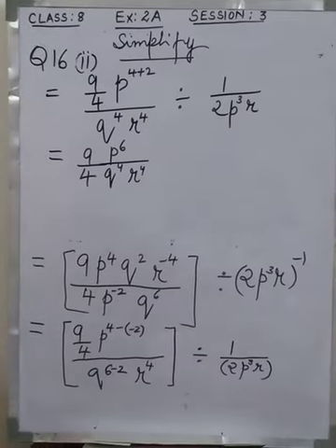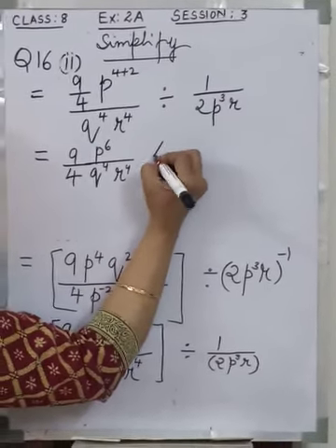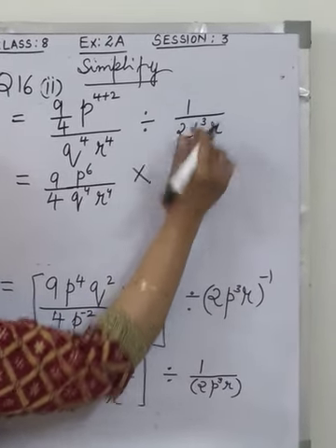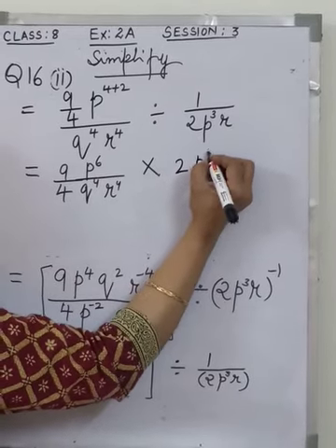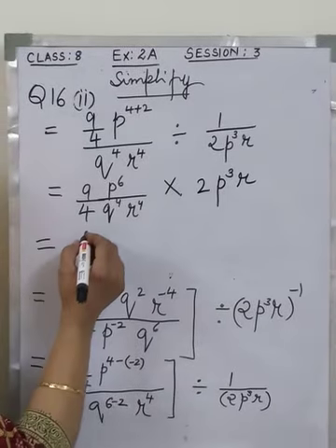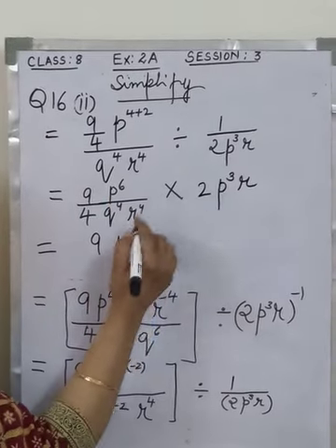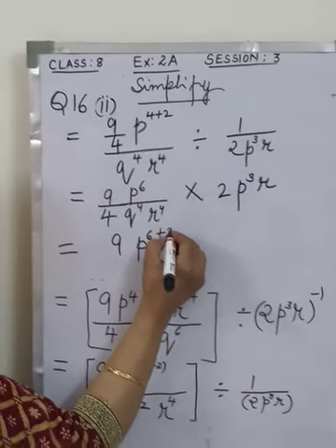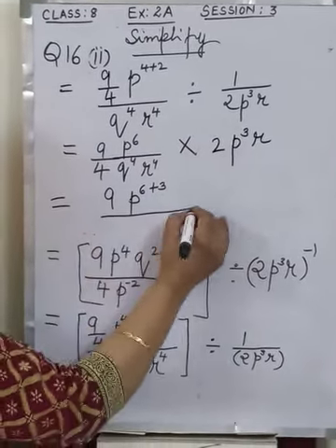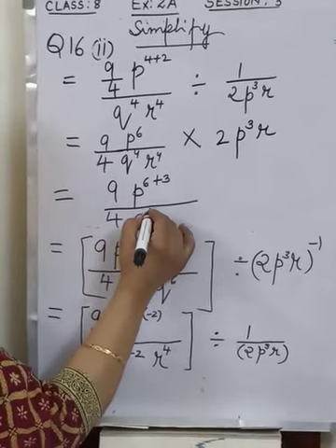This is a division of two fractions. Whenever we are dividing two fractions, the division sign converts to multiplication and we write the reciprocal of the second. So the reciprocal of this will become 2. Okay. Now what can be simplified? 9 p to the power 6 and this is also p to the power 3. So these will get added because the sign of multiplication is there in between. Upon 4. We do not have any q here. So I write q to the power 4.